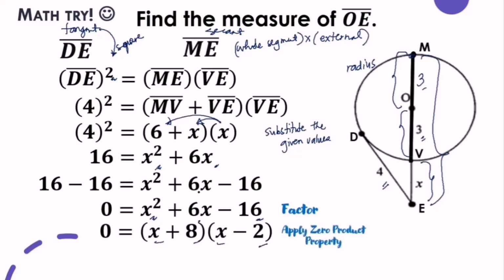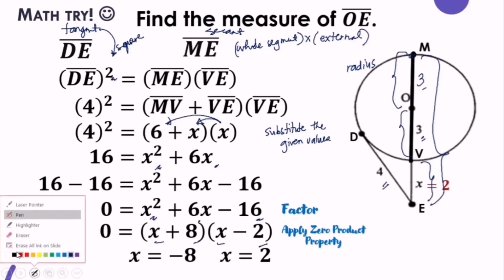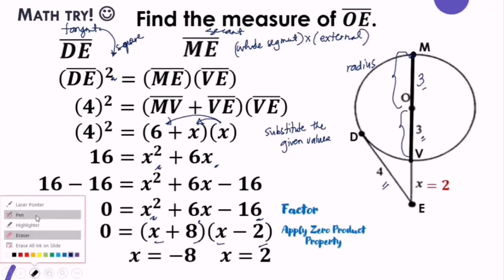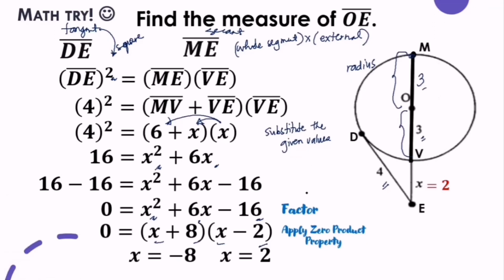Okay? And then, apply again the zero product property. You will have x is equal to negative 8. And from x minus 2, magiging x is equal to 2. Alin ulit saan ang dapat nating kuhanin? So, syempre, ang dapat nating kuhanin ay yung positive lamang po. So, let me erase this part para mas malinaw. So, x is equal to 2 is the correct answer, not this one. So, x is equal to 2.